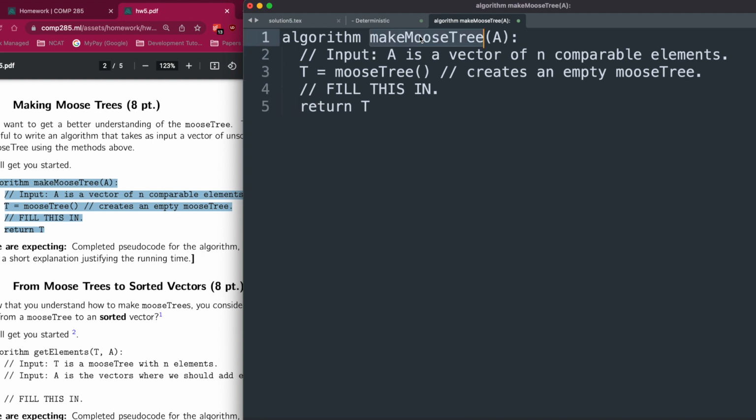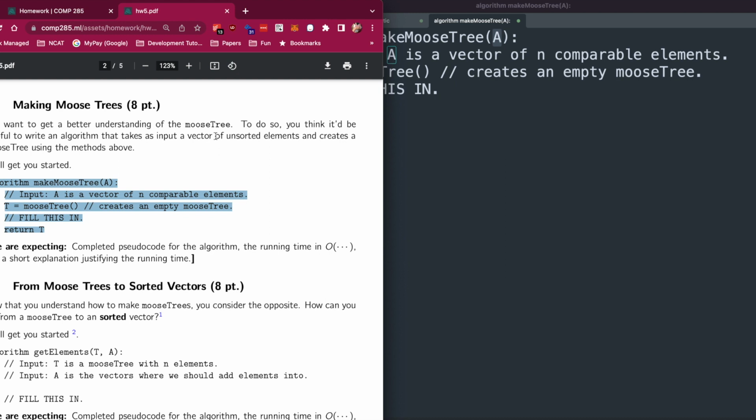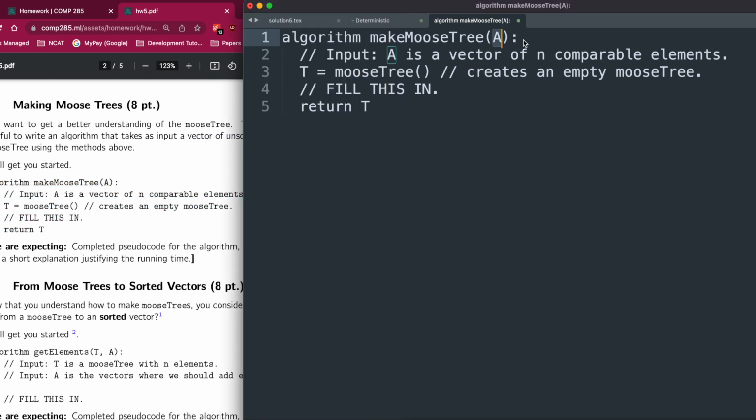the goal is to take an array A of unsorted elements. So A is our input. It's a vector of n comparable elements. You don't know, they could be integers, floats, doubles, many, many crazy things. And what we want to do is create a Moose tree out of them. That's it. That's essentially what we're trying to do here: just create a Moose tree.